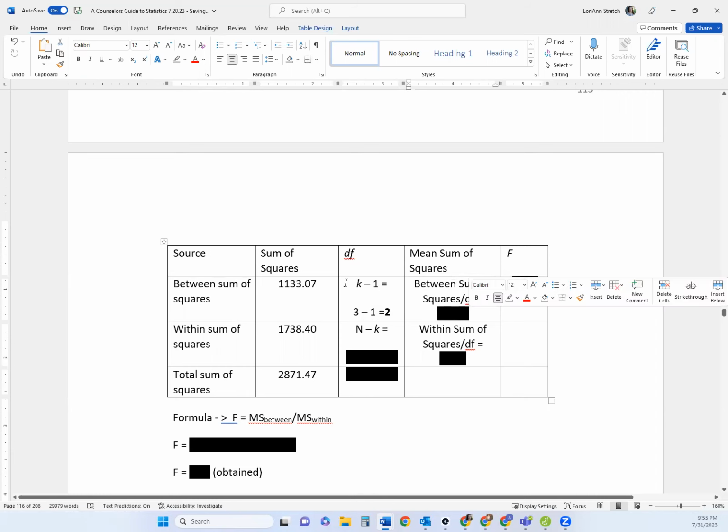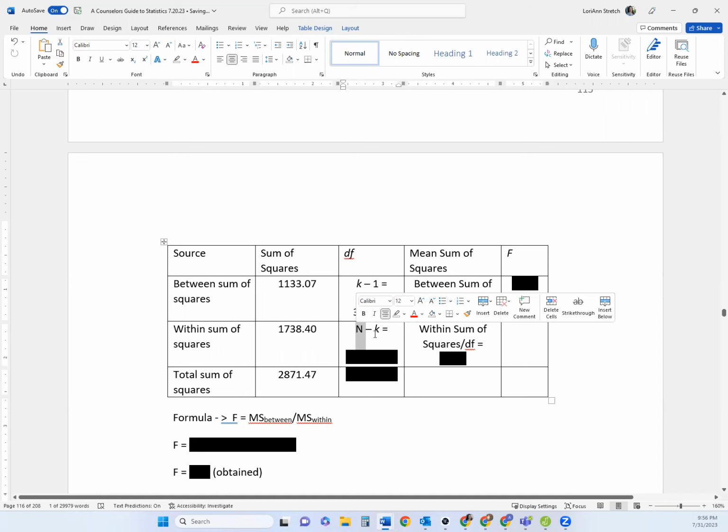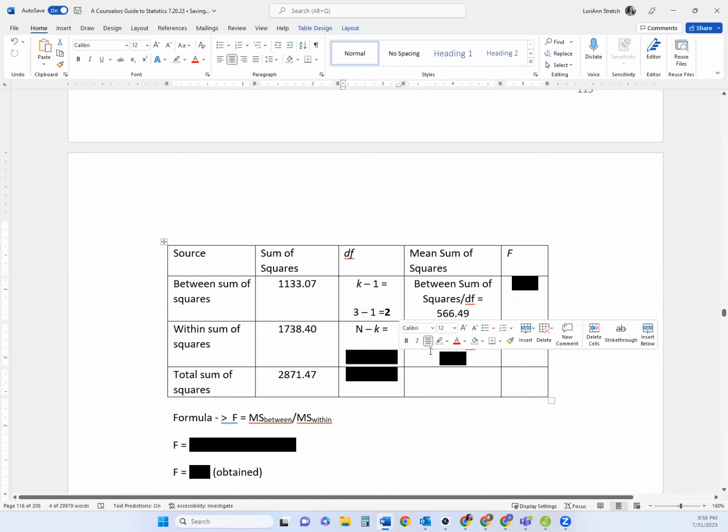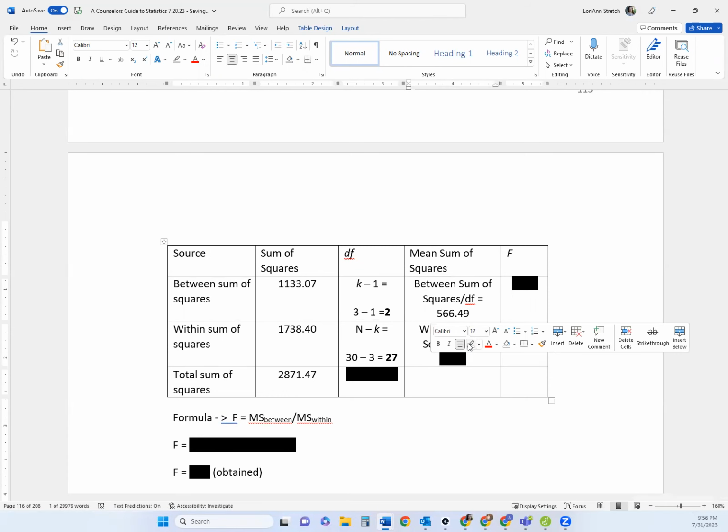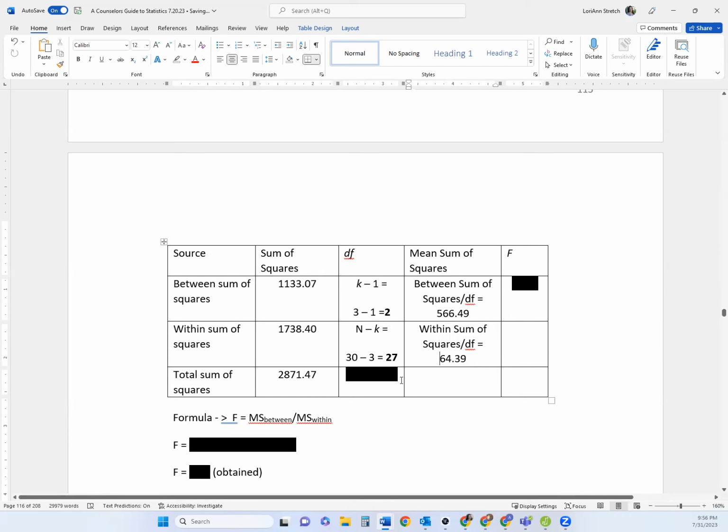And so my between sum of squares is going to be this number divided by the degrees of freedom. And that is going to give me this number. My between sum of squares divided by the degrees of freedom gives me my between mean sum of squares. Here's my within sum of squares. Now it's N, which is 30, the capital N, and then k, 3. So I'm going to subtract 30 minus 3 to get 27. I'm going to divide those out, and it's going to give me 64.3. And then the total sum, which I'll need in a little bit, is going to be 2 plus 27 degrees of freedom, for 29.